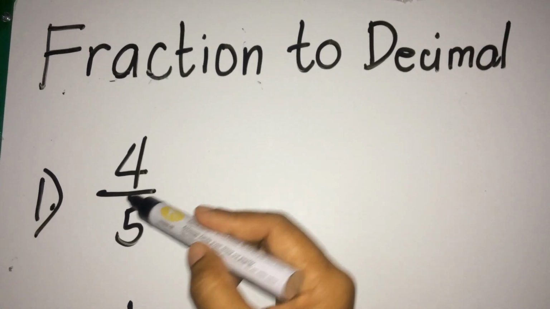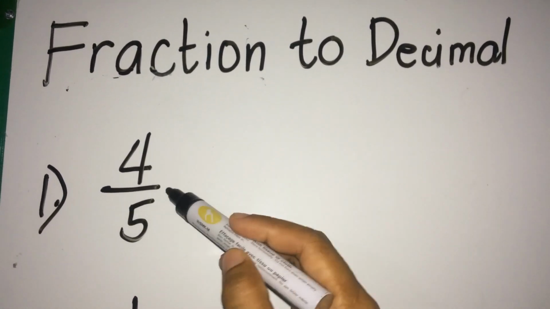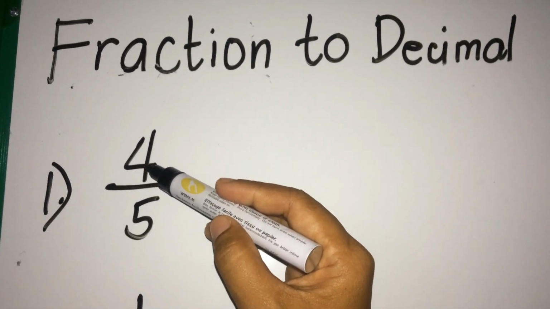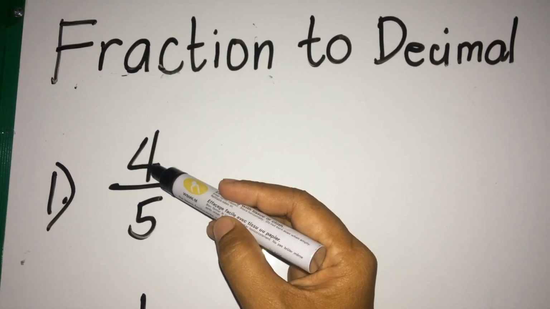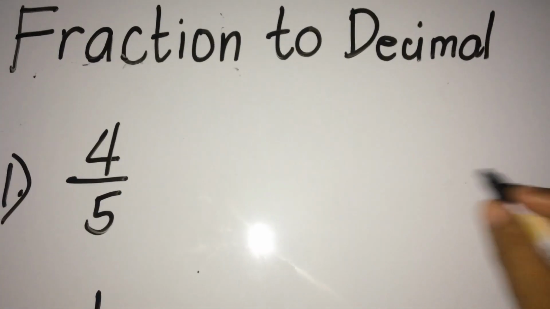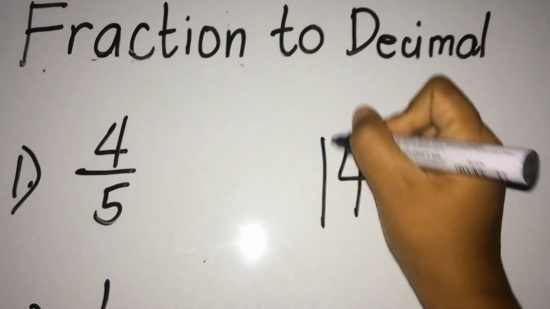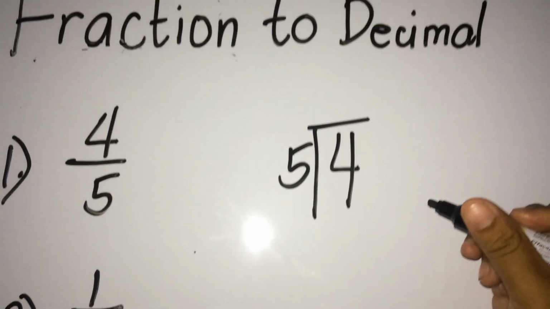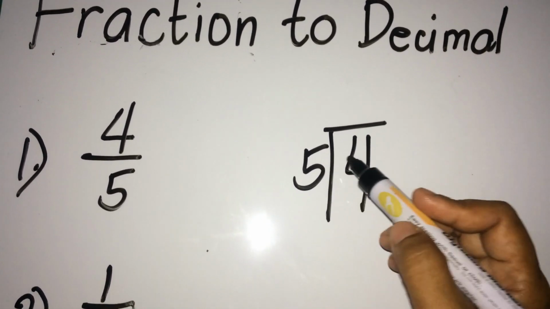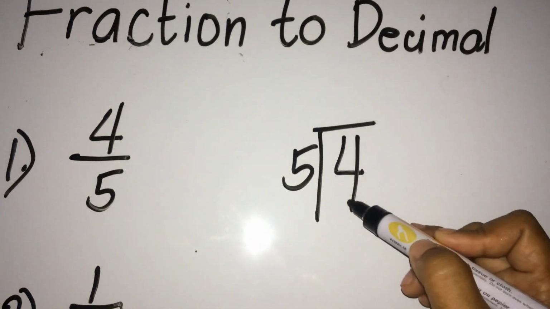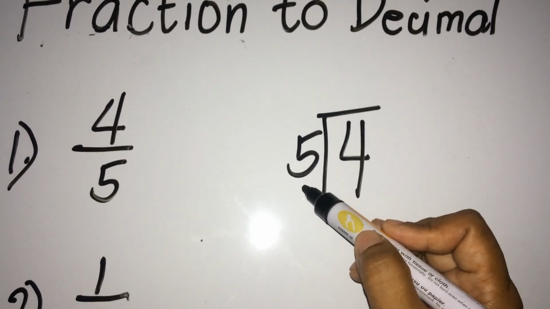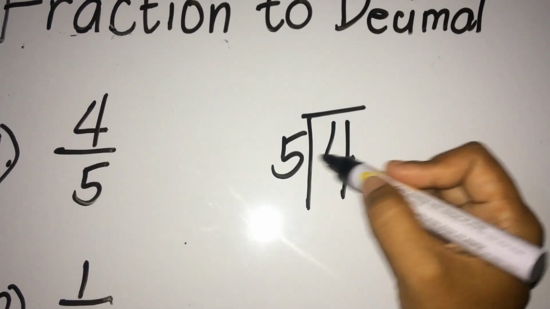Now, please take note that this fraction line here also represents division. So when converting a fraction to a decimal, we simply divide the numerator by the denominator. So let's divide 4 divided by 5. Please take note that these two numbers cannot be interchanged. So we place the numerator inside this symbol and we place the denominator outside this symbol. Now we proceed with division.